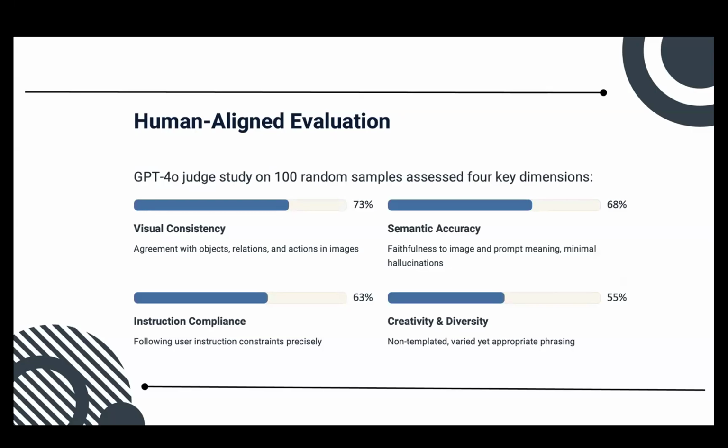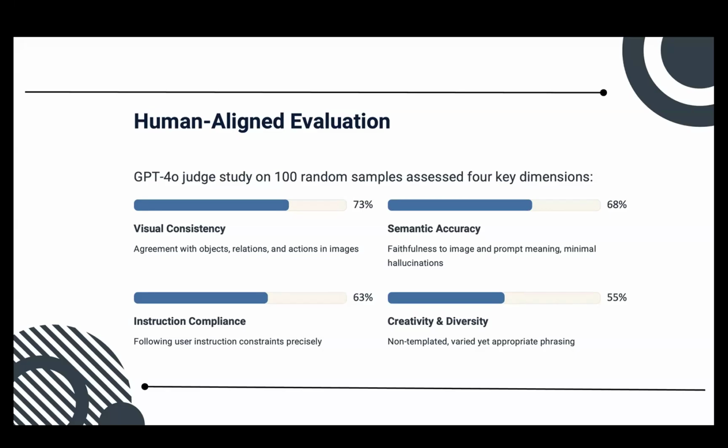Beyond automatic metrics, human-aligned evaluation provides crucial insight into real-world usability. Our GPT-4o judge study assessed four dimensions on 100 random samples. Visual consistency scored highest at 73%, demonstrating strong agreement between generated text and visual content. The model accurately describes what it sees. Semantic accuracy reached 68%, confirming faithful meaning preservation with minimal hallucination.